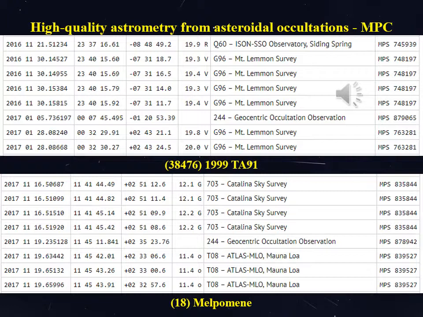And these are used, if the MPC have confidence in them, as kind of anchor points for the orbits, because periodically they will revise the orbits of these bodies. And they're revising all these anyway as more data comes through from Gaia's data releases.